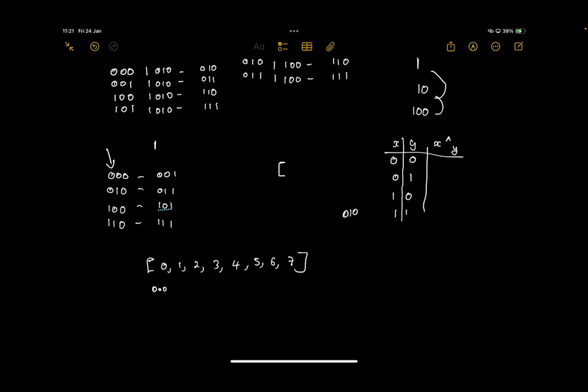So if they are the same, you're going to get 0, regardless of whether it's 0, 0 or 1, 1. If they are different, then you get 1. So this is 0, this is 1, this is 1, and this is 0. This is XOR. It's different from OR. OR is... one is true. One is true. So this is OR. This is the difference.